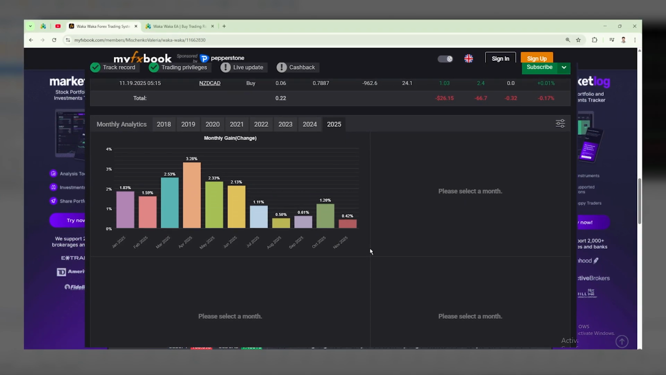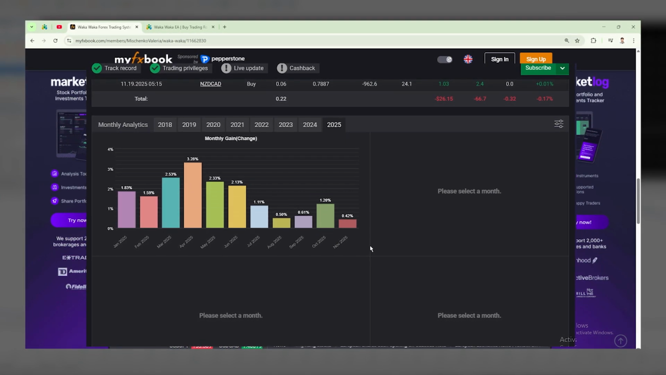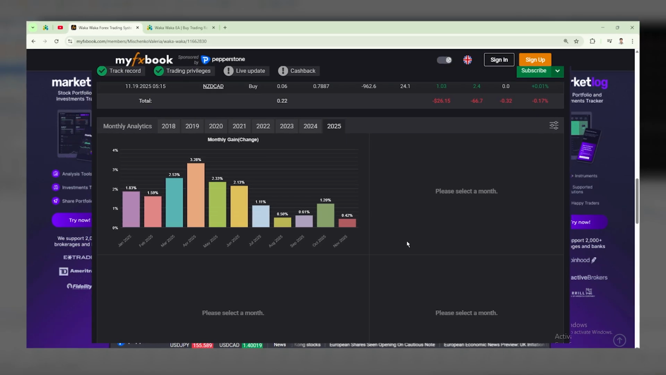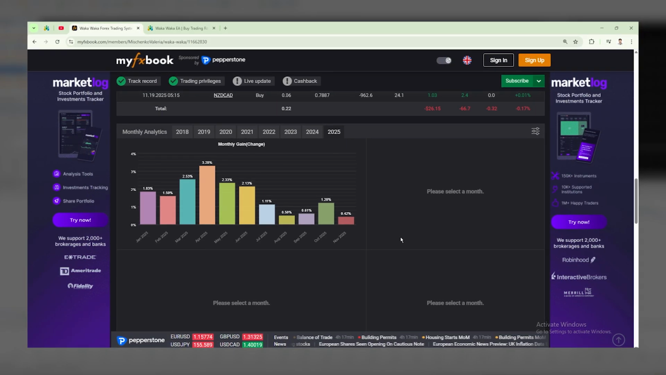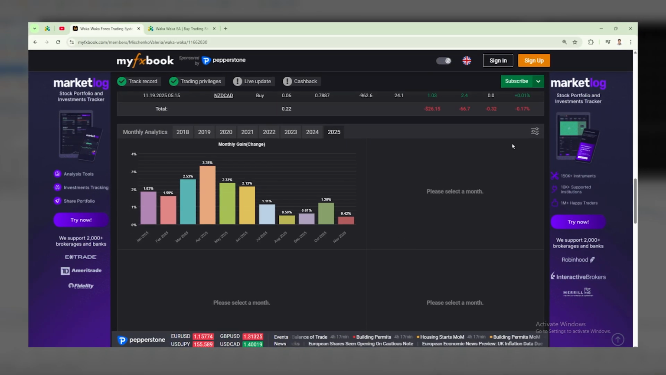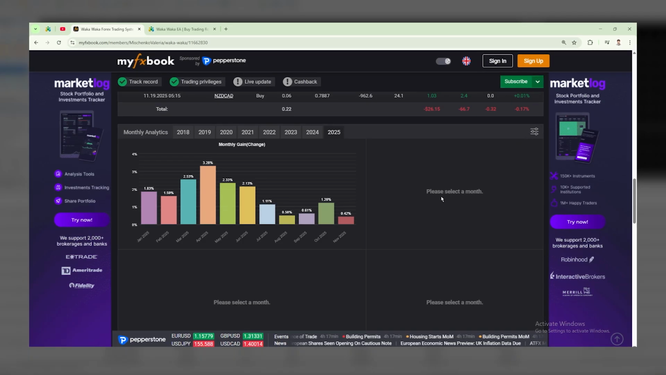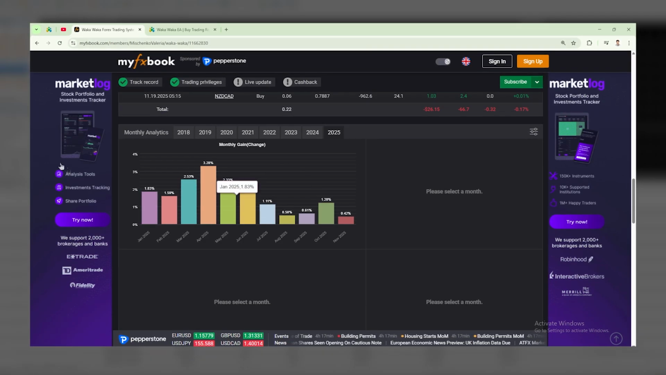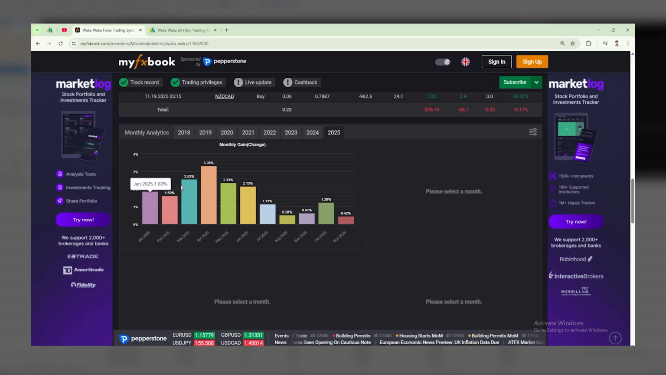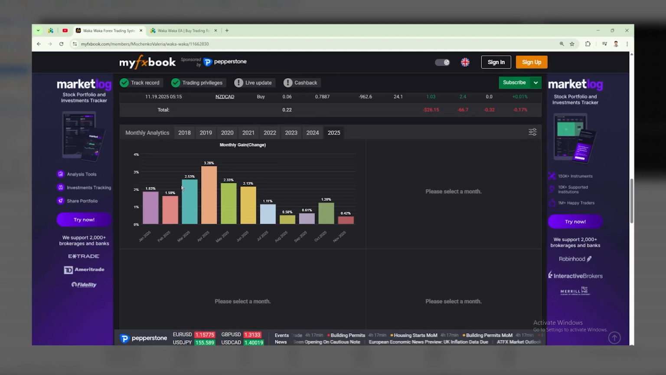Starts conservative in 2026 but accelerates wild by 2030, with the red target arrow nailing $25 million midway. Monthly analytics for 2025 highlight February's 5.9% pink spike against flat July's, underscoring Waka Waka EA's flair for trend-following surges.